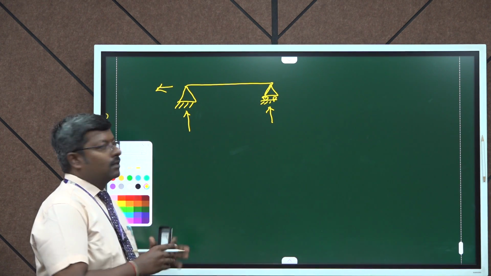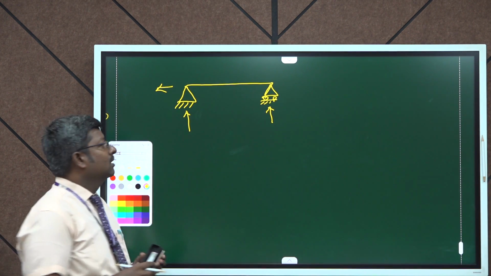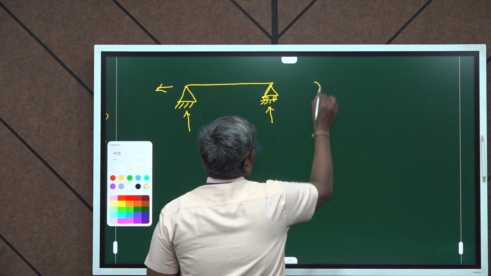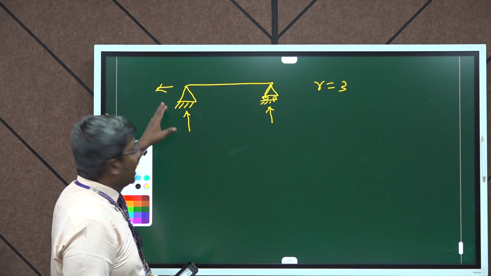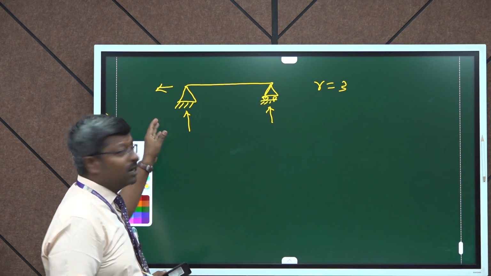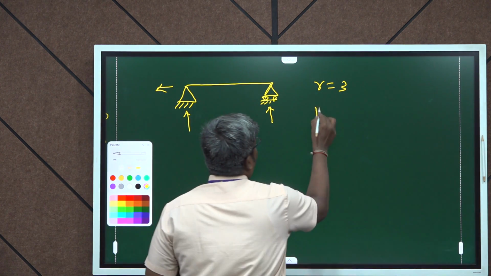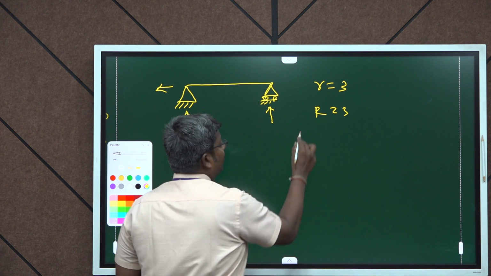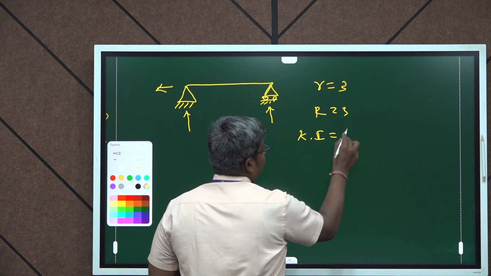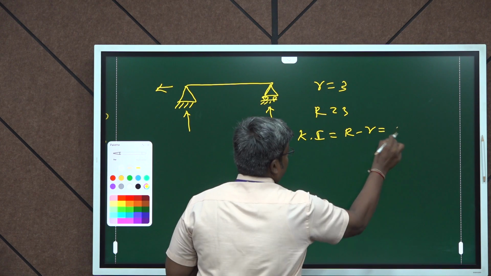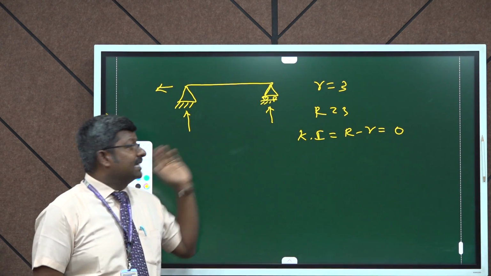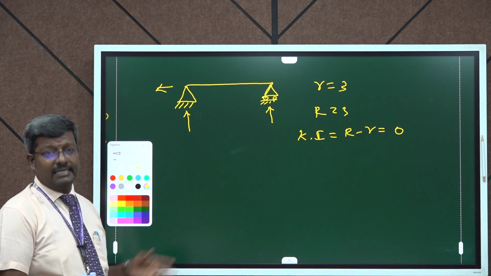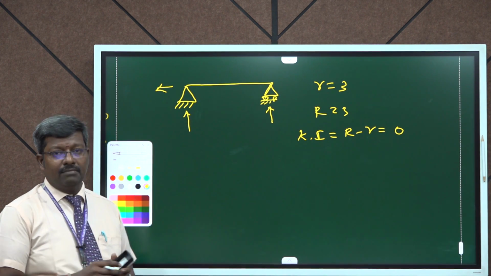As we know, the number of equilibrium equations, small r, is 3, and the actual unknown reactions, capital R, are 3. So, the indeterminacy will be 0. So, this beam can be analyzed by using 3 equilibrium equations. So, this comes under the determinate beam category.